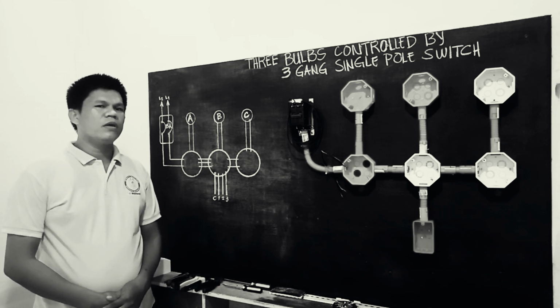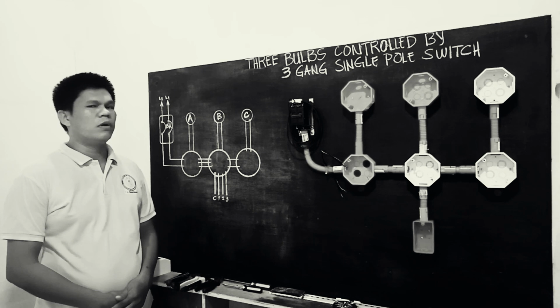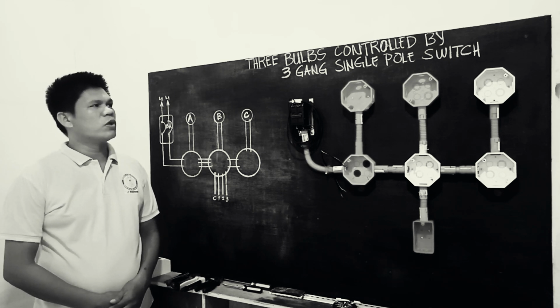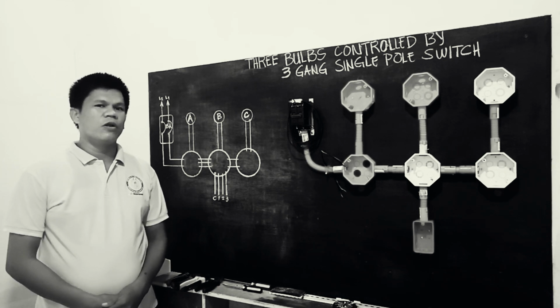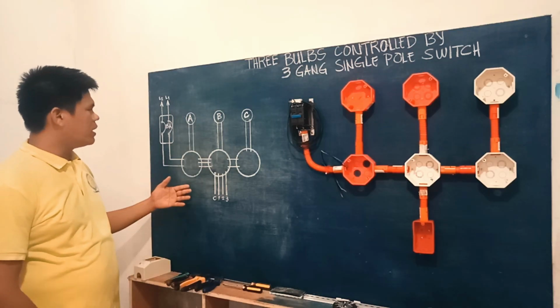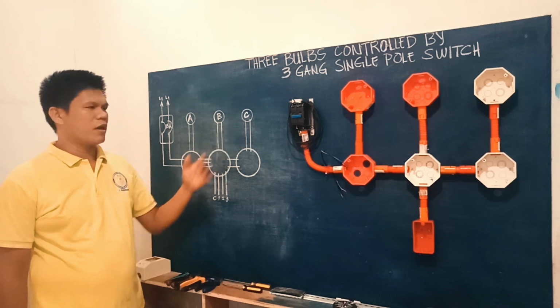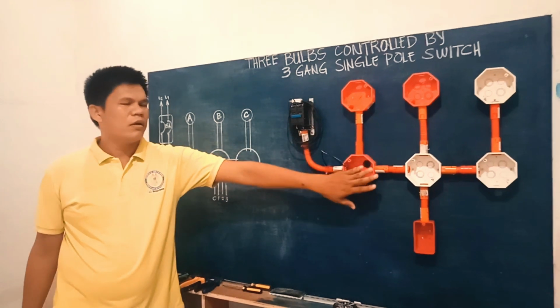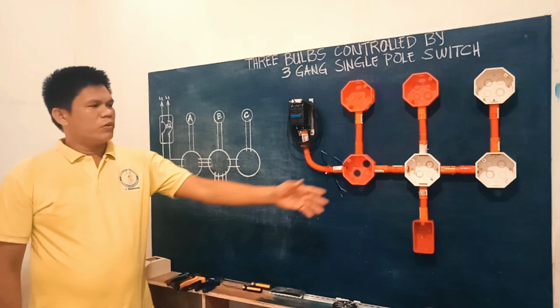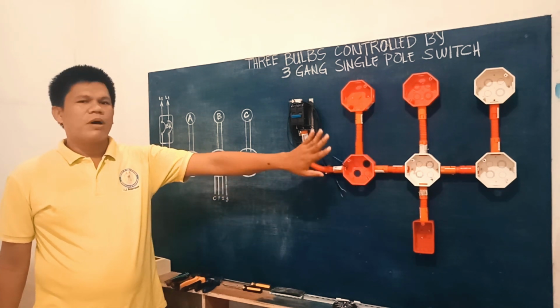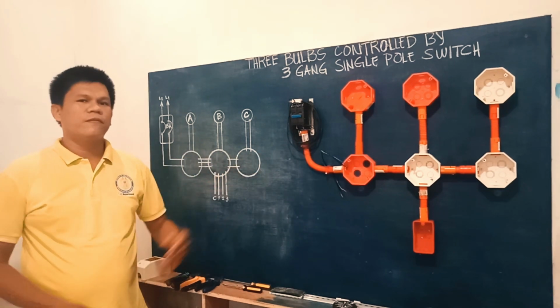And today's topic, we are going to install the 3 bulbs controlled by 3-gang single pole switch. Of course, we have here the diagram. We have the bulb A, B, and the C. Okay, so we have here already the layout of all the electrical pipes and boxes for the set activity.